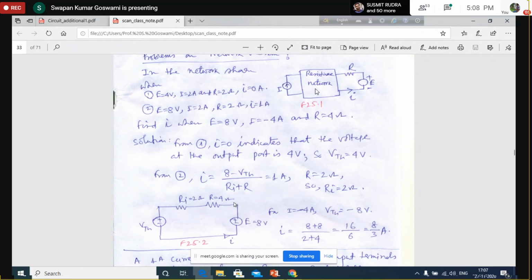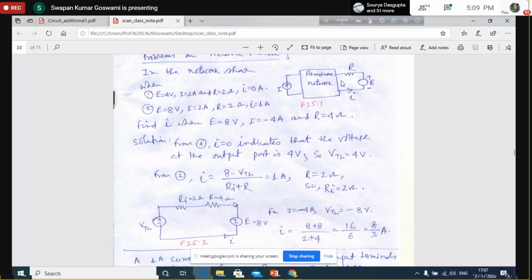Internal resistance is basically how we are representing the equivalent of this network. We are representing it in the form of a Thevenin equivalent, meaning Thevenin voltage with Thevenin impedance in series. That means this total network is represented by a voltage source with series impedance. That series impedance is equal to Ri. So if you put this in the second condition, when this E is made 8 volt, I remains 2 ampere and R is 2 ohm.